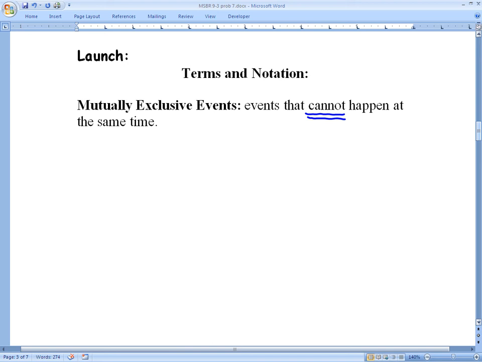Another case would be, what's the probability of rolling heads and tails on one coin? Well, I could roll heads, I could roll tails, but I could not do those two things at the same exact time. So they are what we would call mutually exclusive events. Anything that cannot happen at the same time.